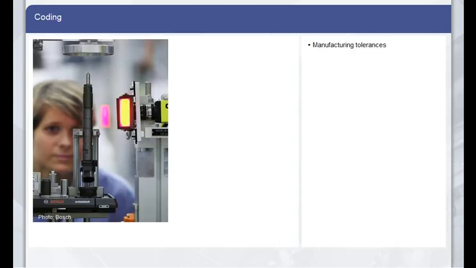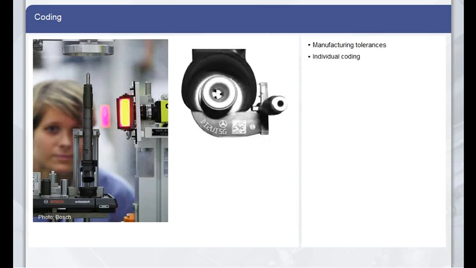The manufacturing process for the injectors means they vary within a defined tolerance range. Therefore, all the injectors are measured and individually coded after production. Click on the injector to find out more.